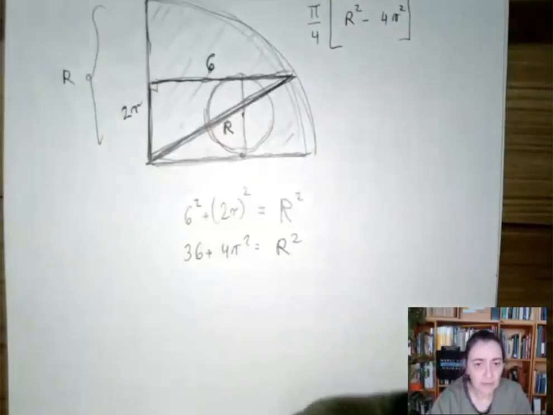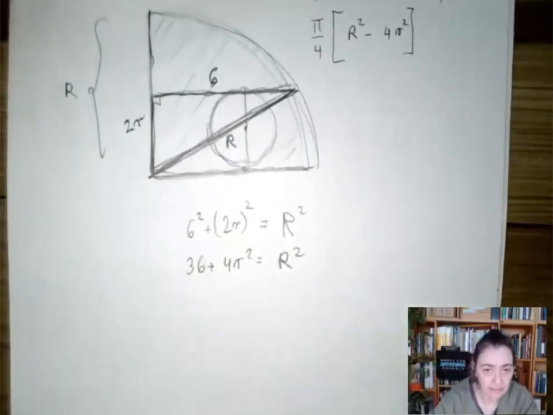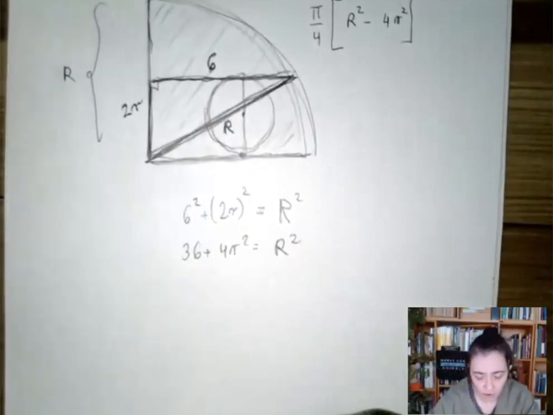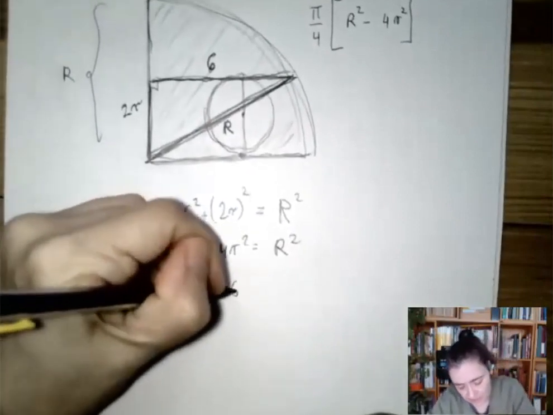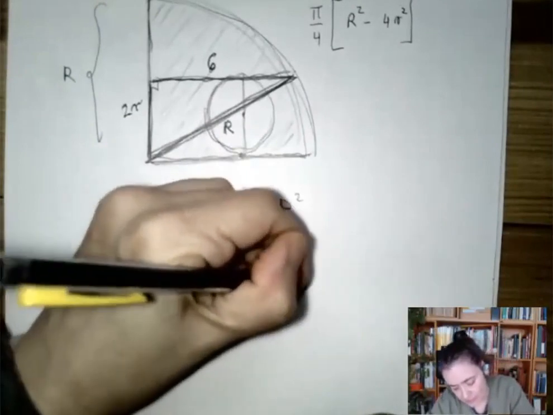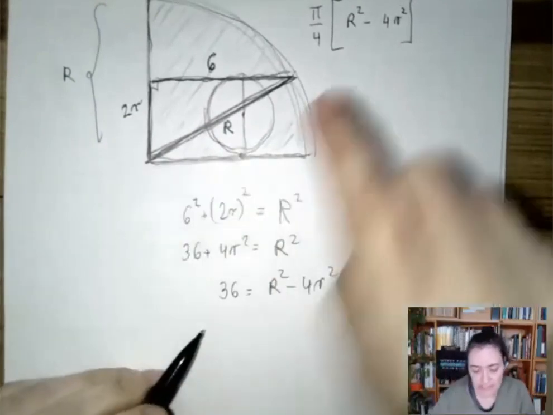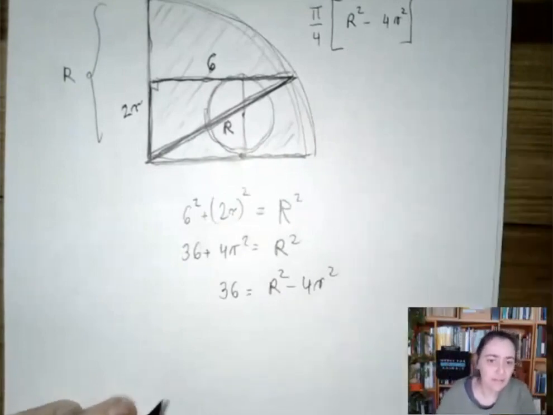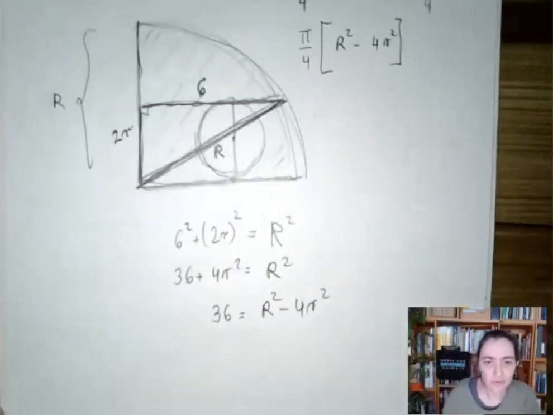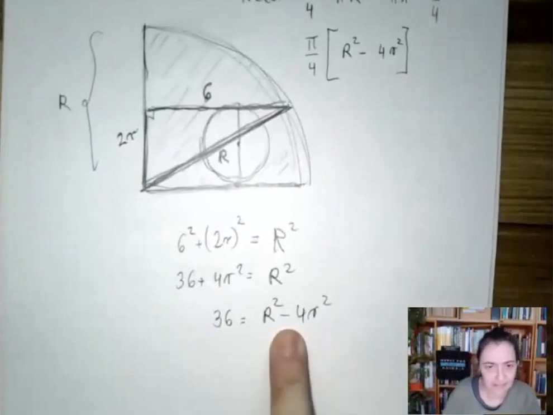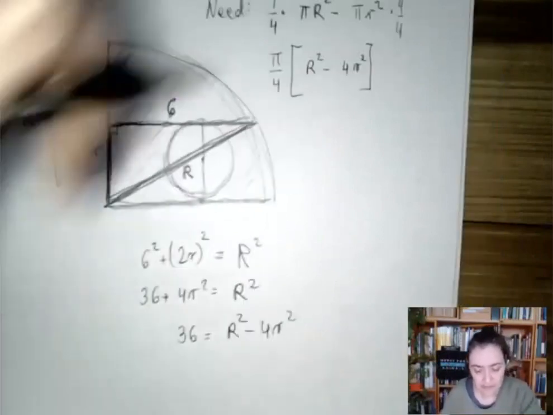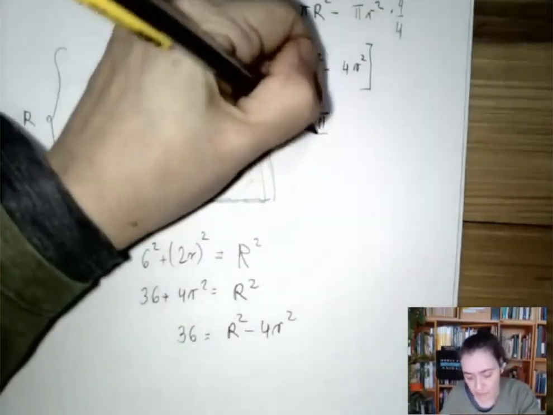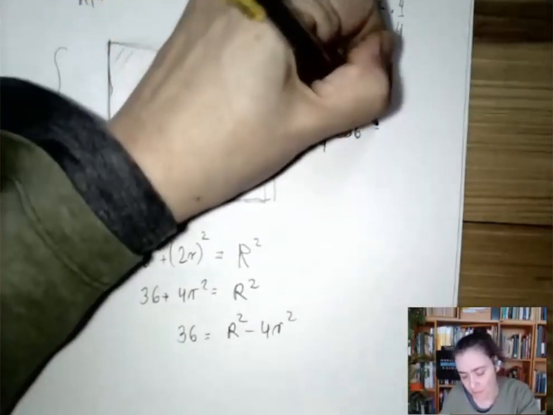And then you might be looking for a long, long time for another equation, but there isn't. What we have instead is 36 equals R squared minus 4r squared, which is exactly the stuff we need, right? So basically, we don't know capital R, we don't know little r, but we know that this difference happens to be 36. So what we need is pi over 4 times 36, or 9 pi.